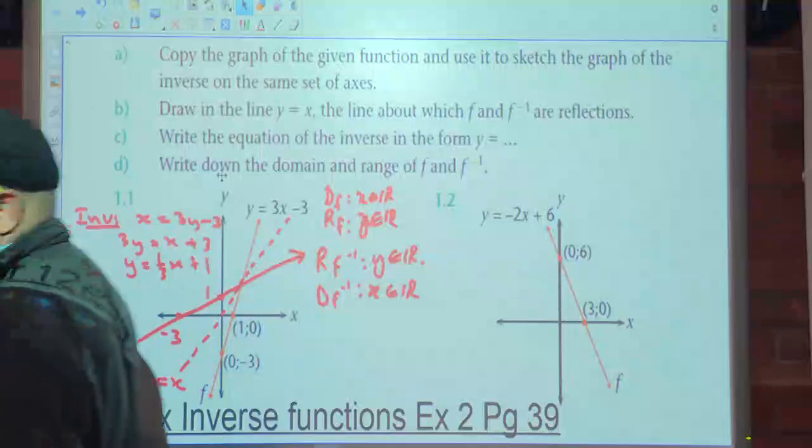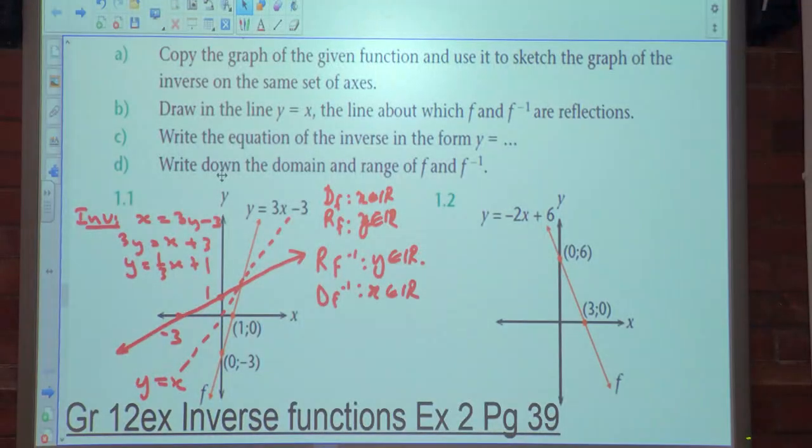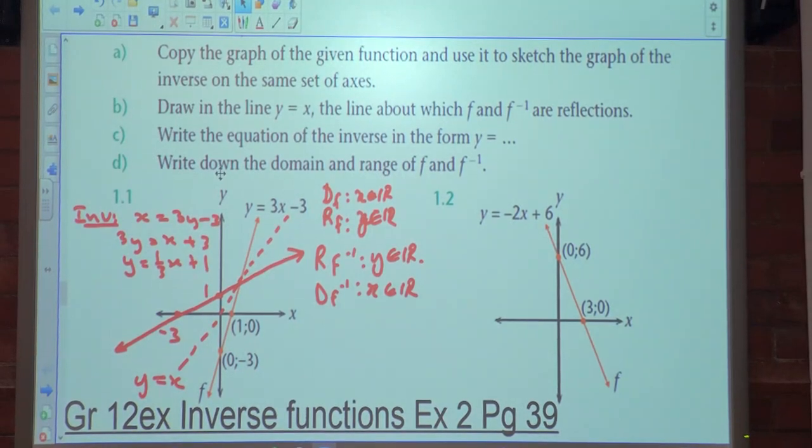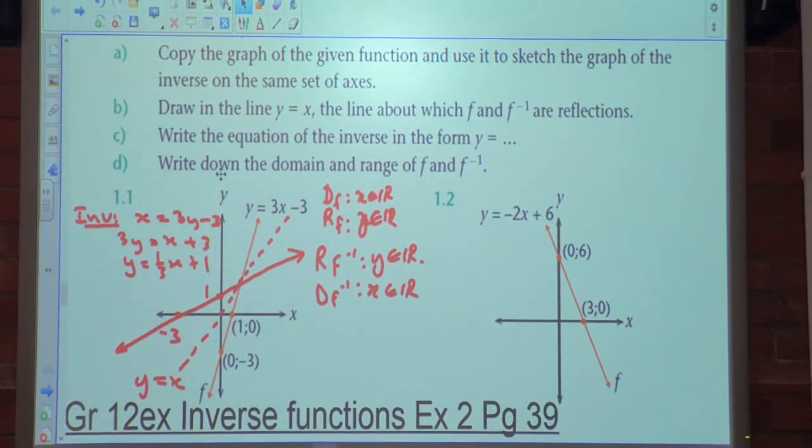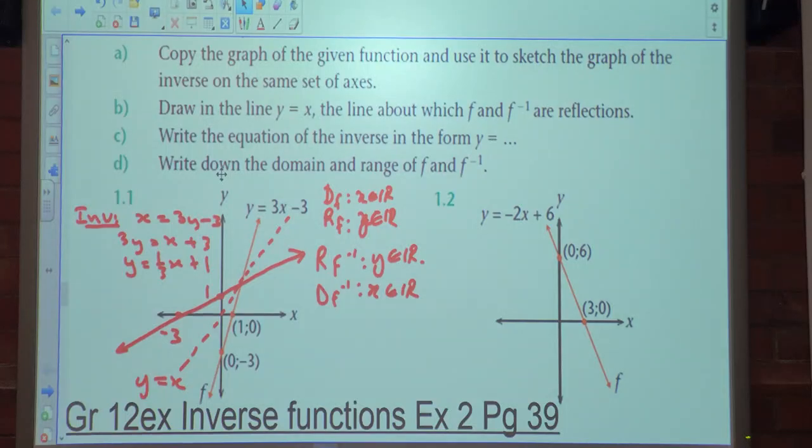Are there any problems there with the homework? So no problems. Alright. Let's look at the next one. Number 2.1.2.